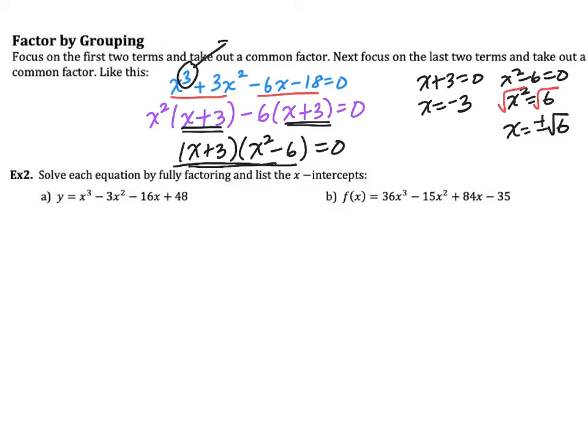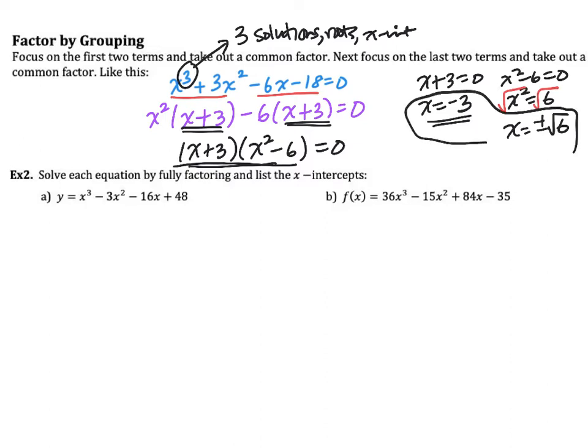Remember, the fundamental theorem of algebra says if it's x to the 3rd power, we are going to have 3 solutions, or 3 roots, or 3 x-intercepts, however you want to think of it. X equals negative 3 is just 1. My other 2 are plus and minus root 6. So there are my 3 zeros.